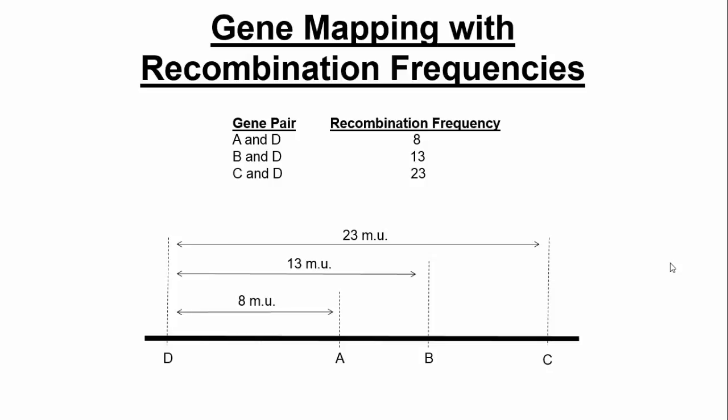Map units are additive, at least over shorter distances. So if this is 13 and this is 8, I can assume between A and B is 5. See how they're additive? If this is 23 and this is 13, I can assume that B and C is 10 because they're additive. So you can see how I'm getting distances between genes that aren't even listed up here, if I plug and chug and put them together.